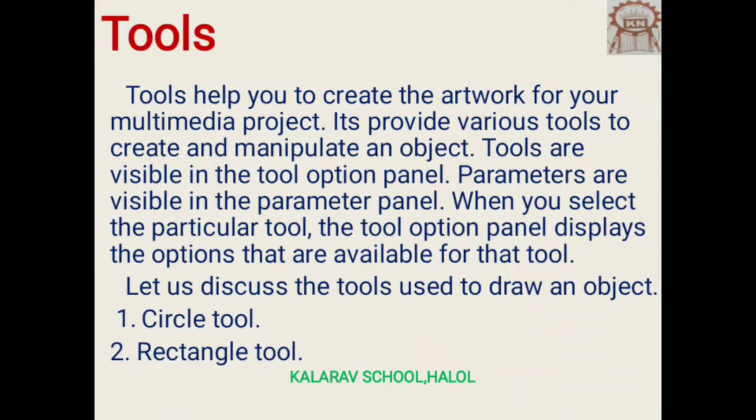Let us discuss the tools used to draw an object. Number 1. Circle tool. The circle tool is used to create a new circle layer. Circle layers are used to represent a circle. A circle has two important parameters, center and radius. You can see the parameters in the Parameter panel. We can change any of the parameters after drawing the object.